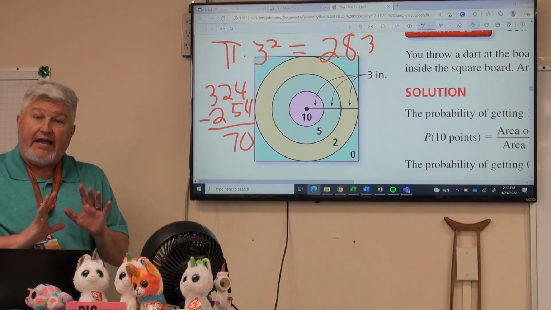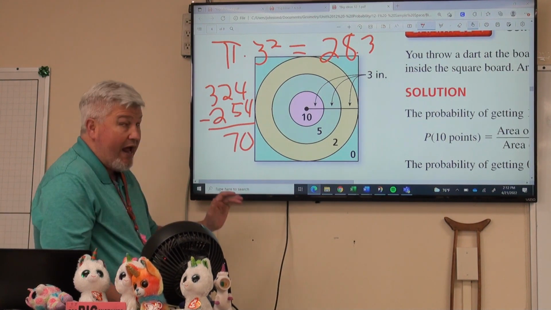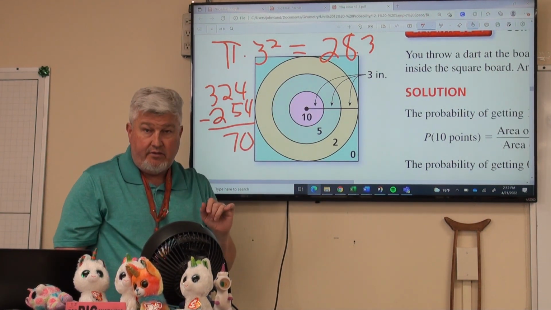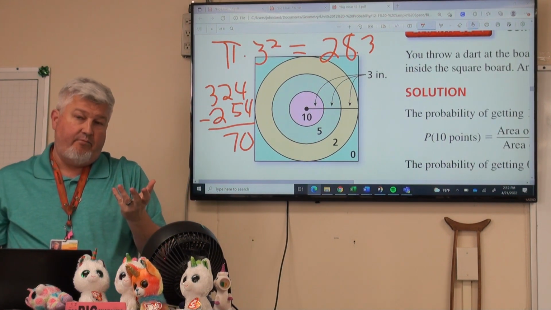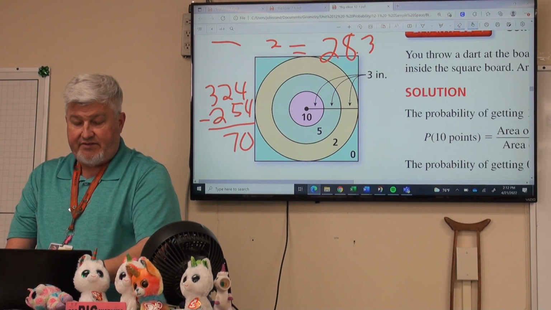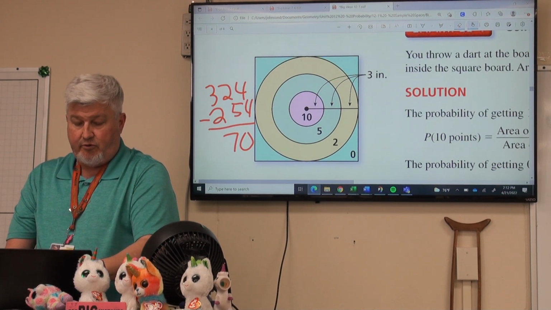Okay, so the answer to this question is you are more likely, randomly throwing, to hit one of the blue sections than the pink, because there's more area involved with the blue. Hopefully that makes sense. We'll discuss it again when I see you next, but that's the scoop on that problem.